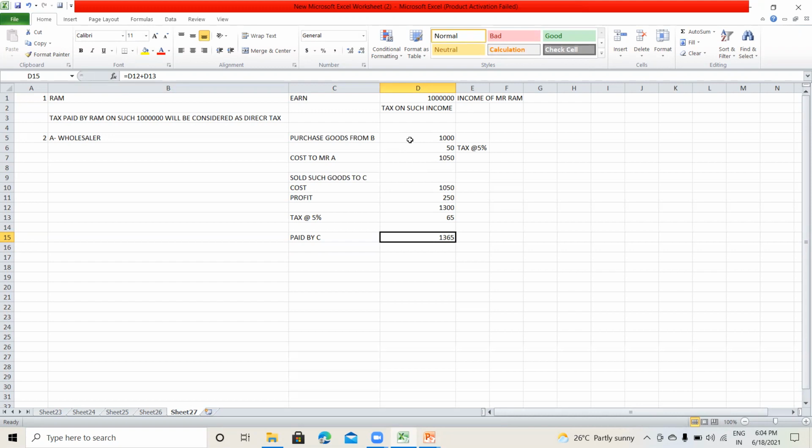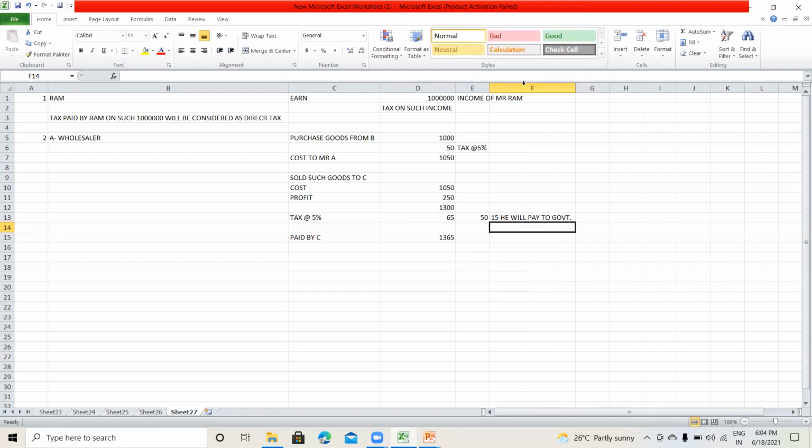So in this case, Mr. A, who is the wholesaler, paid 50 rupees tax to Mr. B. And when he sold such goods to Mr. C, he charged the amount of tax 65. Means he will recover 50 rupees from such 65 rupees, and the balance 15 rupees he will pay to the government.